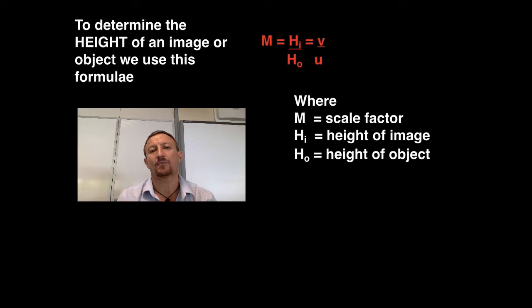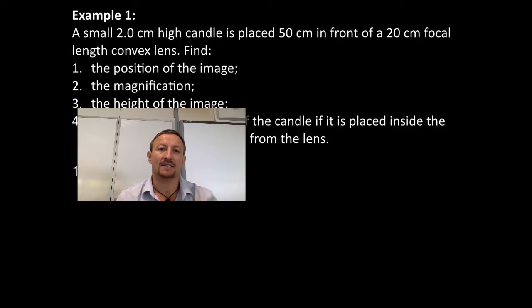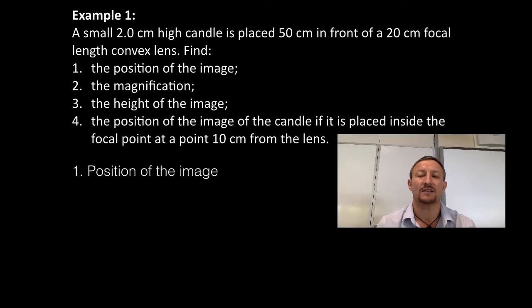Well, you should have had plenty of practice using these formulae, so what I'm going to do is just relate it to a lens diagram in a simple example that I've got here. So I've got a small 2 centimeter high candle placed 50 centimeters in front of a 20 centimeter focal length convex lens. Find the position of the image, the magnification, and the height of the image. The candle is then placed inside the focal point at 10 centimeters, and we'll calculate the image position there. Okay, so let's look at question 1. The position of the image when placed 50 centimeters in front of a 20 centimeter focal length convex lens.